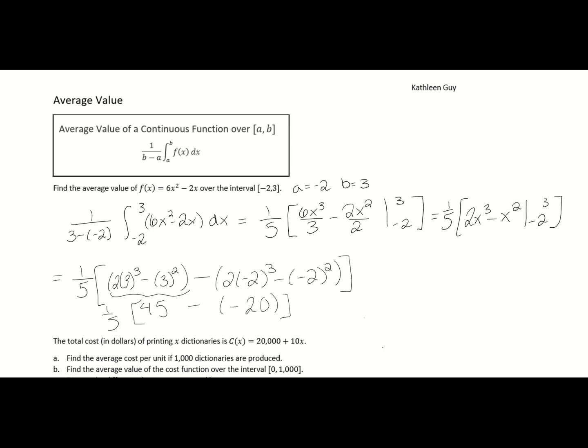and 1/5 in the front. So I'm going to have 1/5 times 65. It's going to give me 13. So the average value of f of x over this interval is 13. This is the average value of the output of f of x. Okay, let's take a look at some word problems.